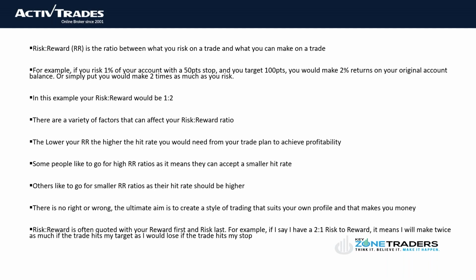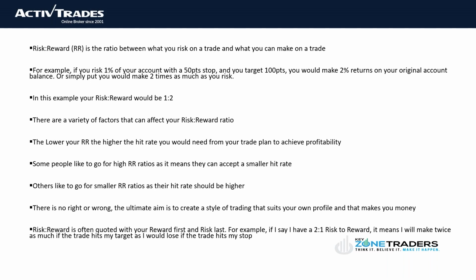Now, the lower your risk to reward, and I'm going to abbreviate this to RR, the higher the hit rate you would need from your trade plan to achieve profitability. So if you have a 1-to-1 risk to reward or lower, let's take this as an example, for a 1-to-1 risk to reward, you need to have a 60% hit rate for that edge to be profitable, so that you make more money from your wins than you do from your losses. If you have a 3-to-1 risk reward ratio, even if your hit rate is only 40%, you're going to be much more profitable and make a lot more money.